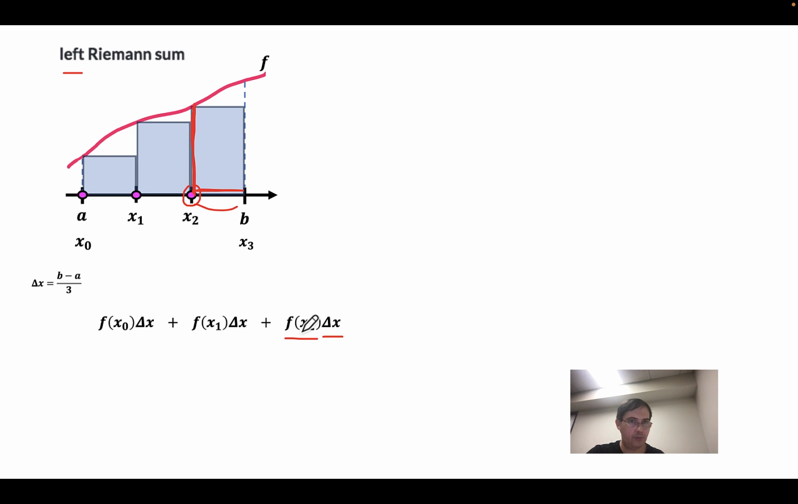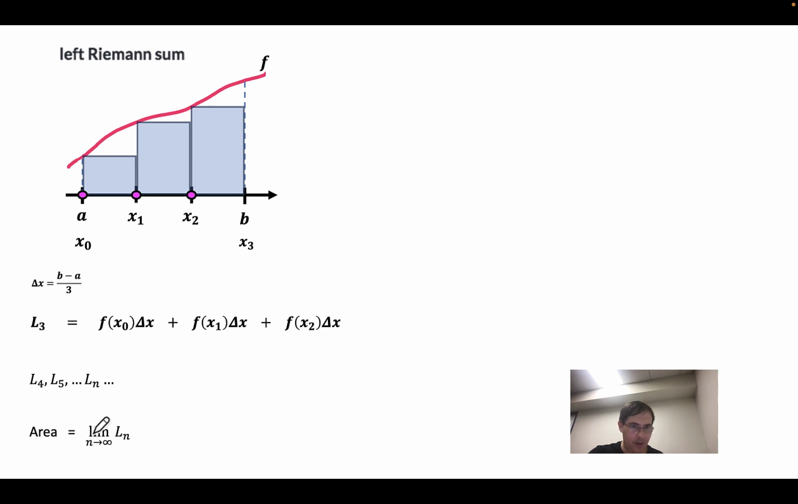The sum of those three would be, in a way, an approximation of this area of interest, and we call this L3. L, because we do the left construction with the left endpoints, and 3 because we have three approximating rectangles. We can do the same construction and construct L4. The only difference would be delta x. In this case, delta x would be (b minus a) over 4, and then in L4 we'll have 4 approximating rectangles. Same or similar construction for L5, L6, L7, and so on. And in general, we can do this for Ln.